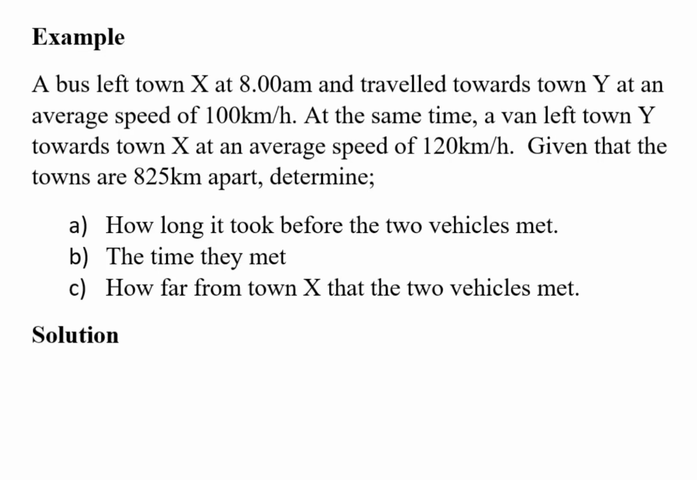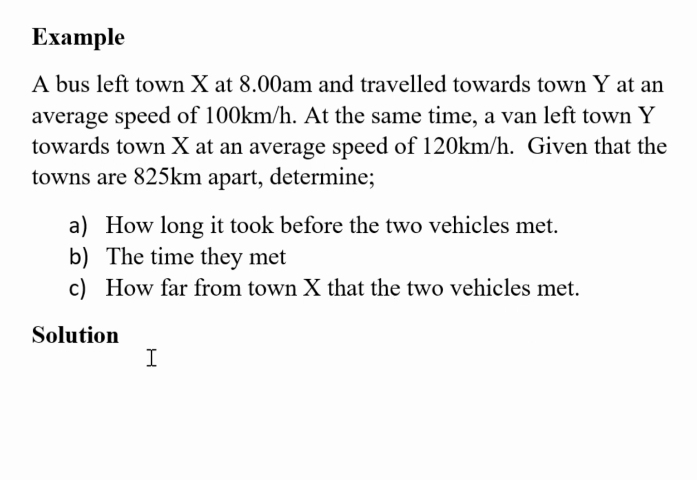A bus left town X at 8 a.m. and traveled towards town Y at an average speed of 100 km per hour. At the same time, a van left town Y towards town X at an average speed of 120 km per hour. Given that the two towns are 825 km apart, determine how long it took before the two vehicles met, the time they met, and how far from town X that the two vehicles met.